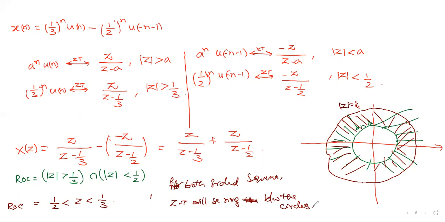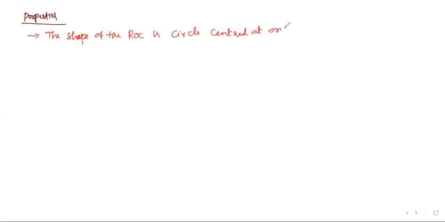Now I will write one summary for this. So what are the properties of the Z transform? First one: what is the shape of the ROC? The shape of the ROC is a circle. It is like a circle centered at origin. This is a definite question in the examination.